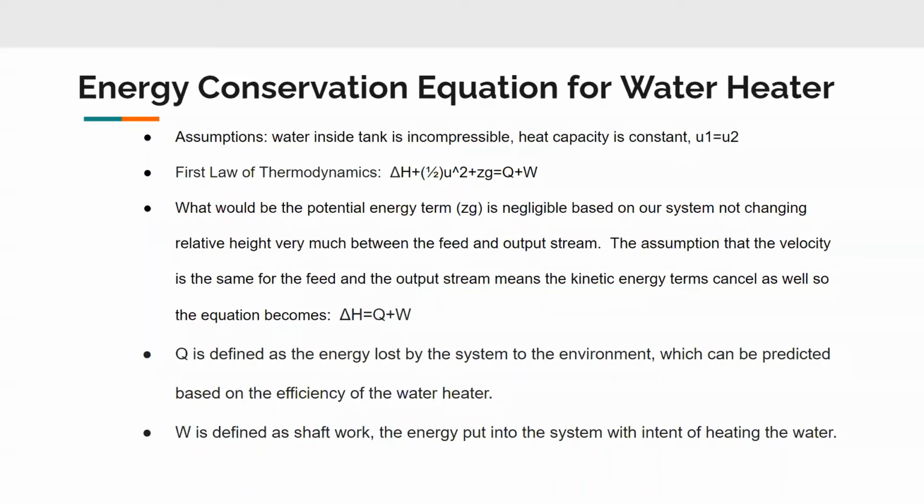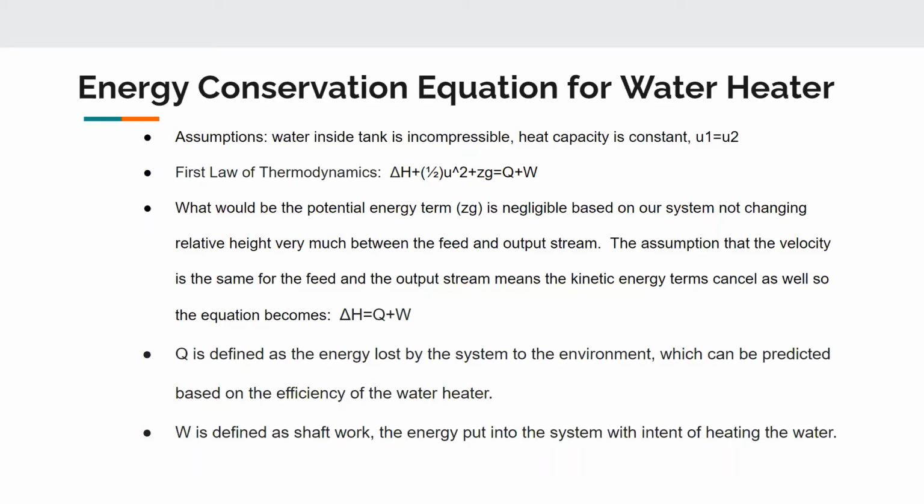The energy conservation equation for our water heater is going to follow the first law of thermodynamics. It's going to include the assumptions that the water inside the tank is incompressible, that the heat capacity is constant, and that the velocity of the feed stream and the output stream are the same.